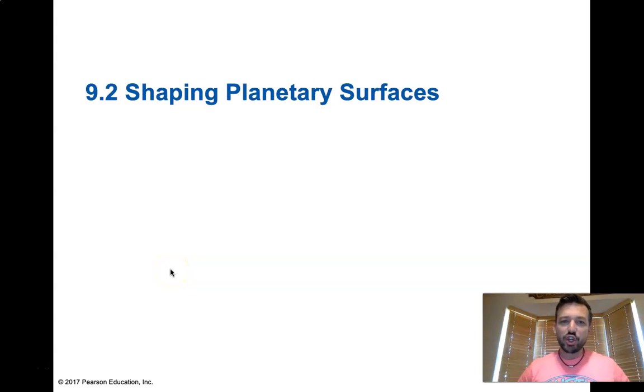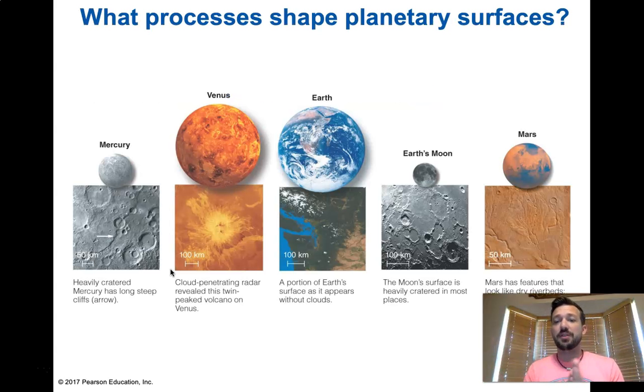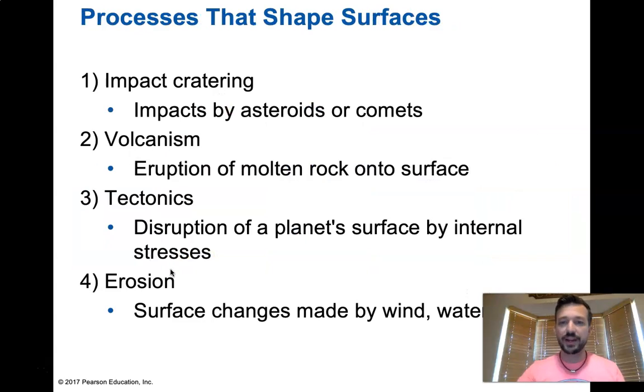Okay, 9.2, shaping planetary surfaces. So we're going to talk about how the other planets all have the shapes and the distinct qualities they have. We're going to be talking about the 5 terrestrial planets. All these things are shaped by 4 things. You need to know these 4 things.